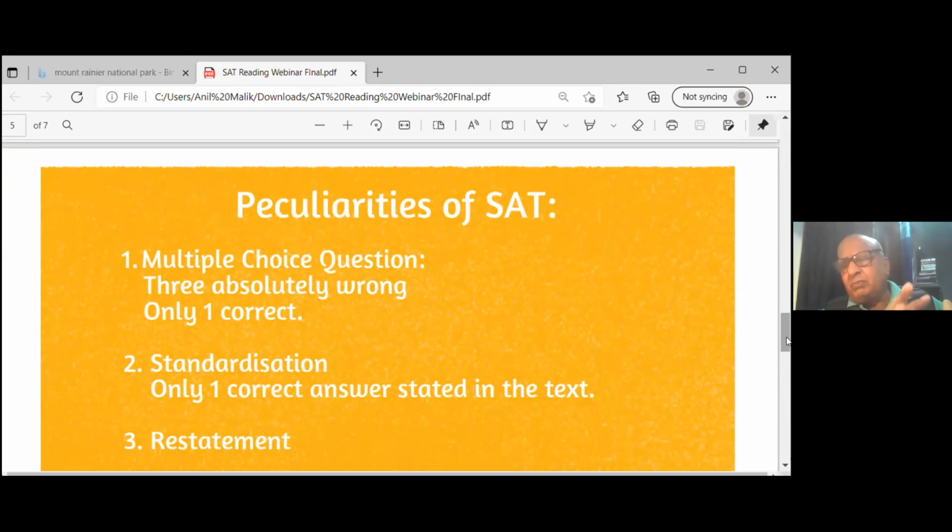And what you have to believe is that three answers are absolutely wrong, and there is only one answer that is absolutely correct. Shall I say it in more unambiguous terms: there is no question of a competing answer. There is one answer that is right, and there are three answers that are absolutely wrong. More on this as I go along, right?